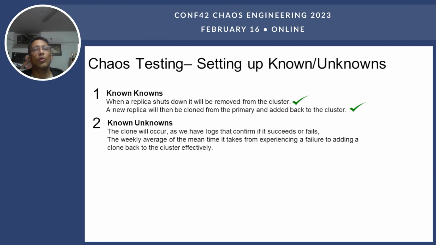What is known unknown here? The clone will occur, we know that, as we have logs that confirm it, even if it succeeds or fails. So when the replica shuts down and we try to reclone it, even if the process fails, there are logs which confirm. So this is something we know.